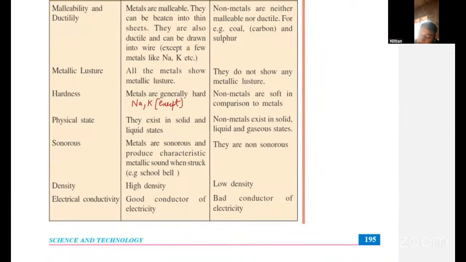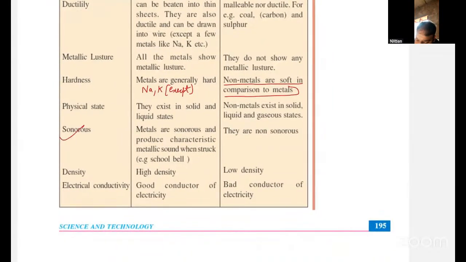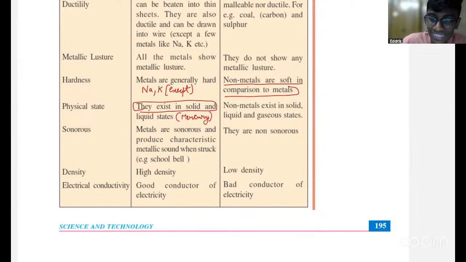Non-metals are generally soft in comparison to the metals. Next, the physical state. Metals are found in the solid state, except one in the liquid state. In front of it, you just write mercury. The symbol of mercury is Hg. It is in the liquid form.